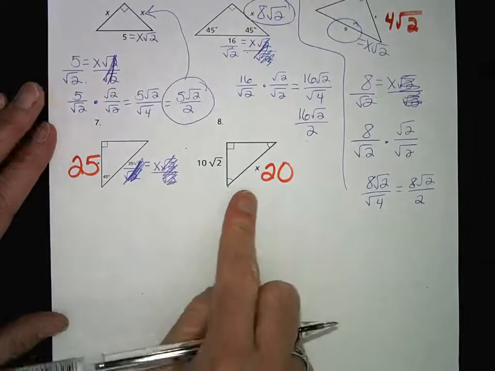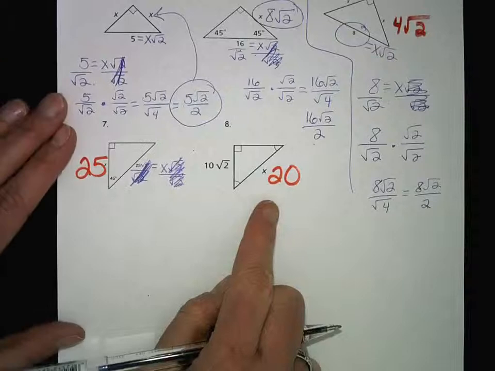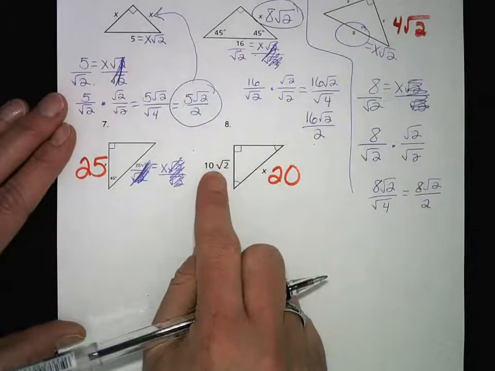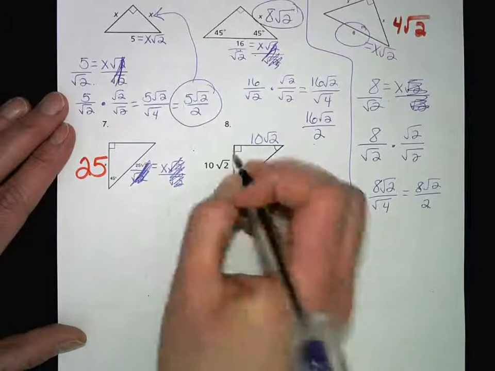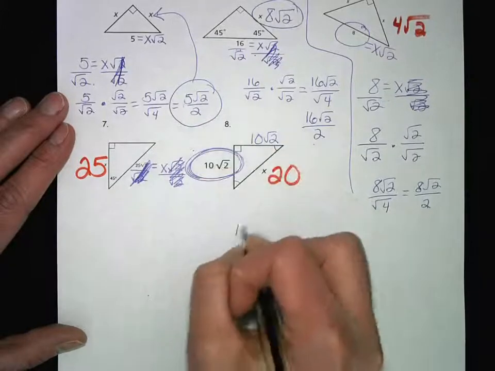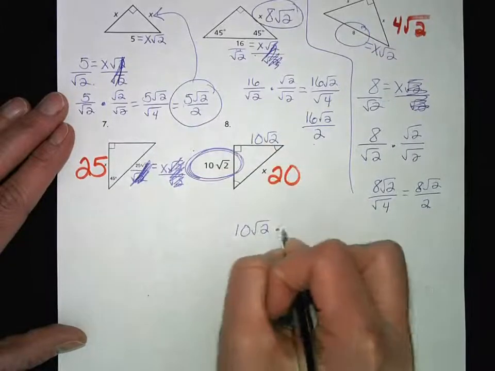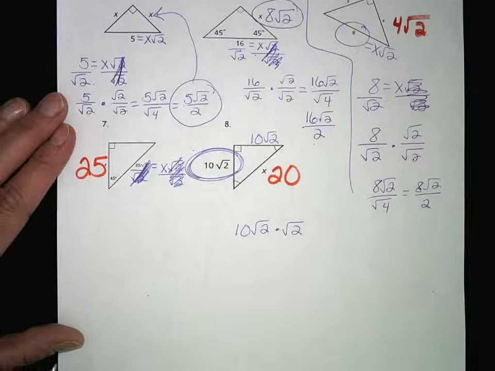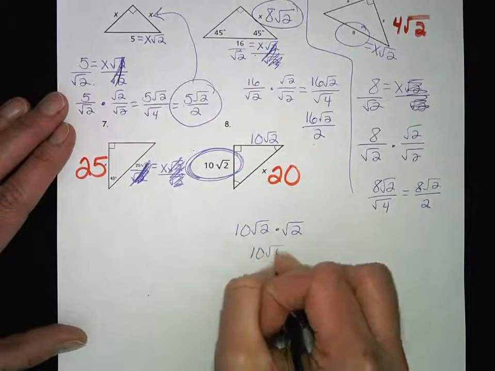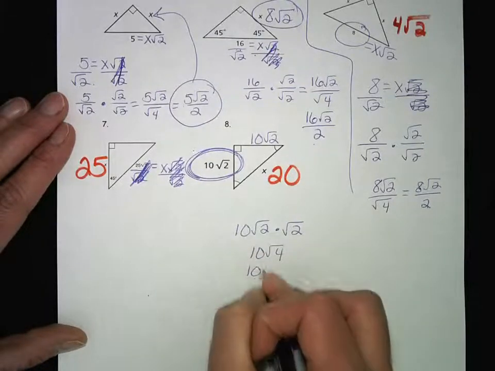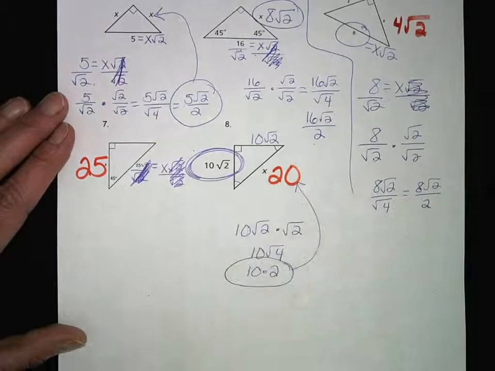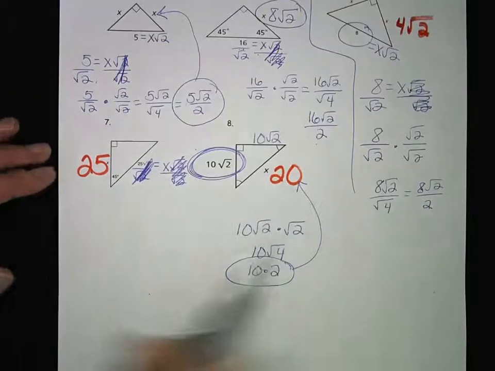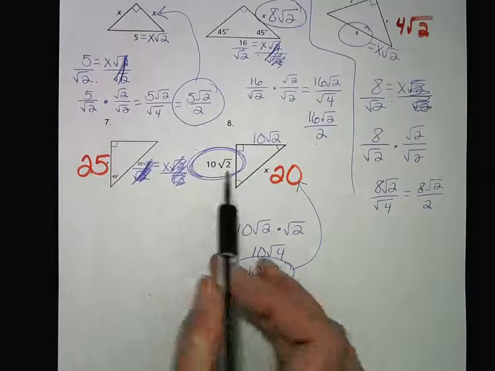Now 8 was kind of a trick to make your mind switch back. Notice they're giving you the leg. So this leg is equal to this leg. Then you're going to take this number, whatever you have, and you're going to times it by the square root of 2. So that's really 10 square roots of 4. Well, the square root of 4 is 2. Well, 10 times 2 is 20. So that's how you came out with a non-radical answer, because it kind of went away.